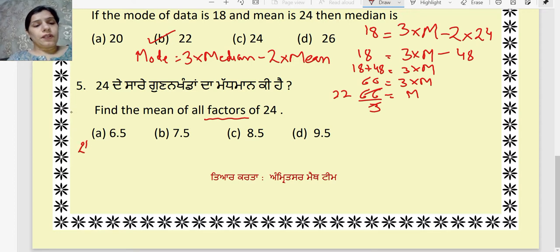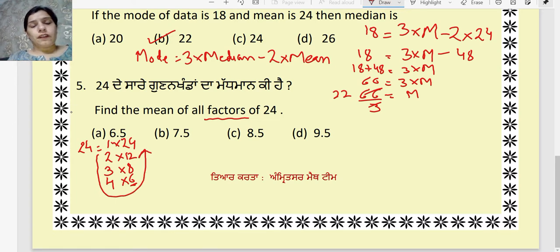You will write 24 as 1 multiplied by 24, then 2 multiplied by 12, then 3 multiplied by 8, 3 8s are 24, then 4 multiplied by 6, इसके बाद 5 पे नहीं जाता, then 6 is already written here. So I write all the factors in the U form. The factors of 24 are 1, 2, 3, 4, 6, 8, 12 and 24.